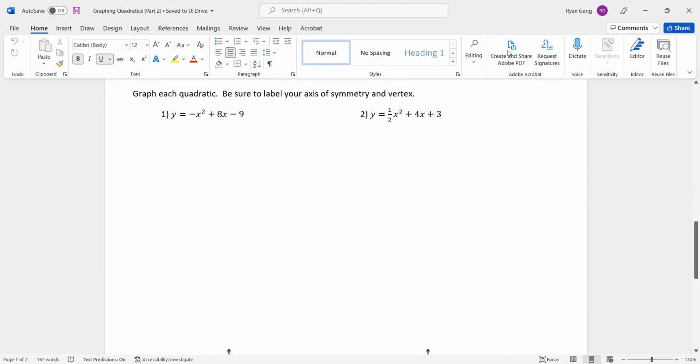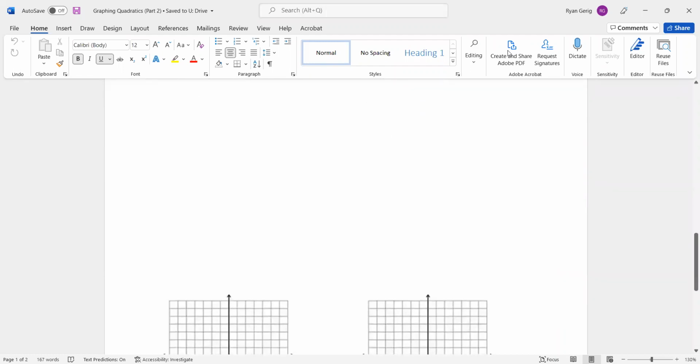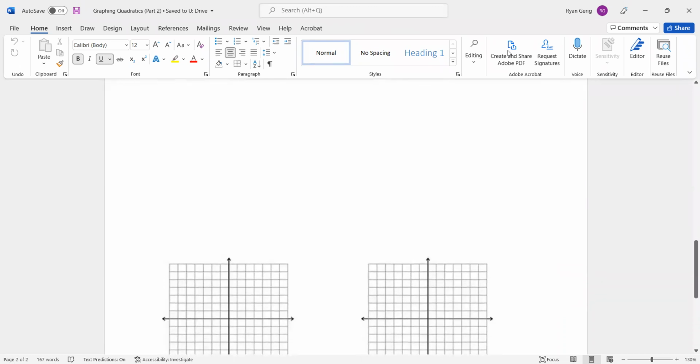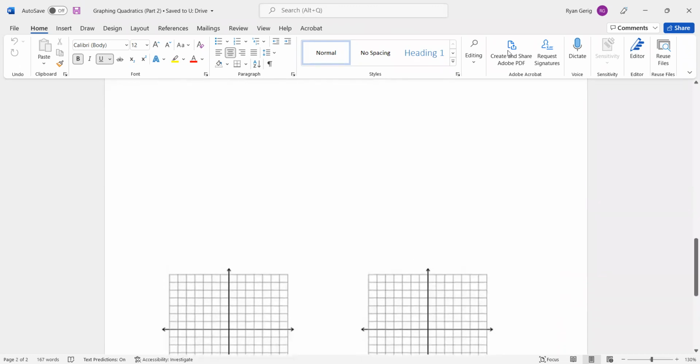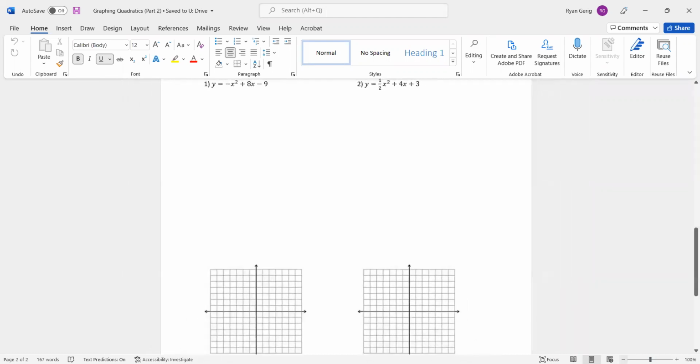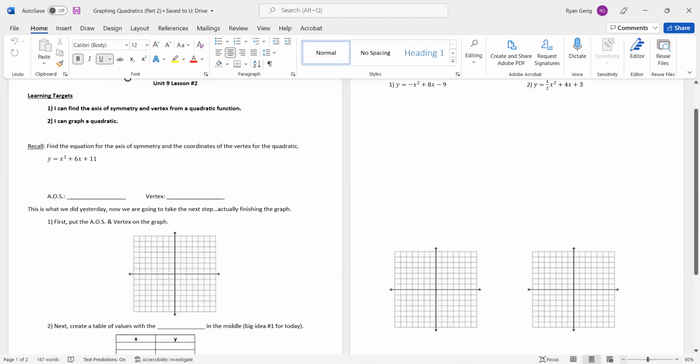So we're going to do two problems here, start to finish, graphing each quadratic, okay? I'm not going to put the points on the graph. Actually, I'm going to have to go back and forth here. So I'm not going to minimize, I'm going to make this a little bit smaller so that you can see it all.